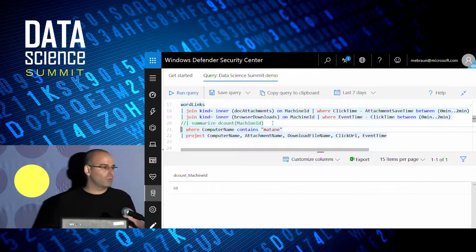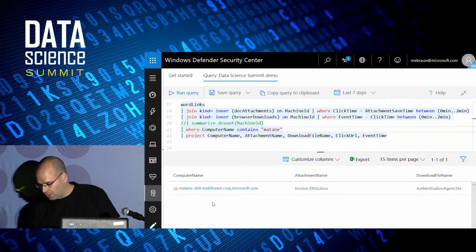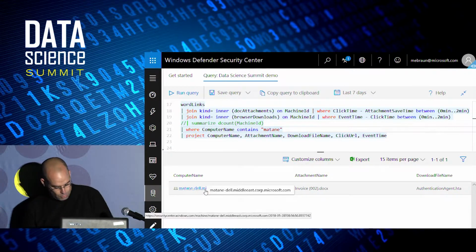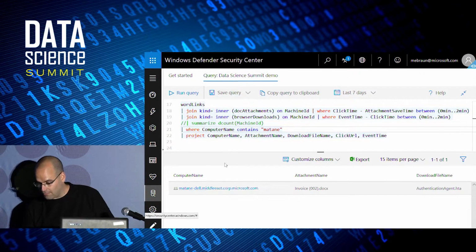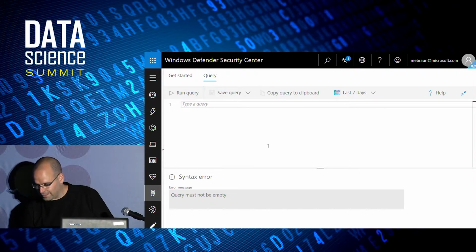Again, we cannot show you any information from that network except for that specific machine of our colleague. Let's see what Matan opened. Interesting, it's an invoice. Let's find his machine. Where is it?